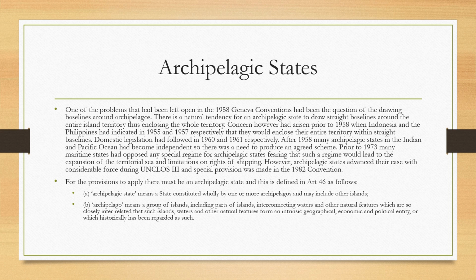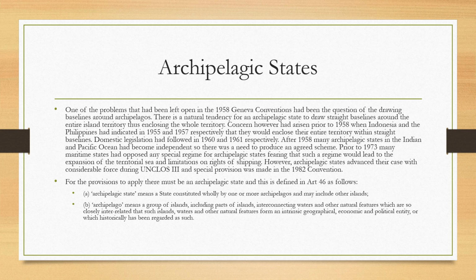After 1958, many archipelagic states in the Indian and Pacific Ocean had become independent, so there was a need to produce an agreed scheme. Prior to 1973, many maritime states had opposed any special regime for archipelagic states, fearing that such a regime would lead to the expansion of the territorial sea and limitations on rights of shipping. However, archipelagic states advanced their case with considerable force during UNCLOS 3, and special provision was made in the 1982 Convention.